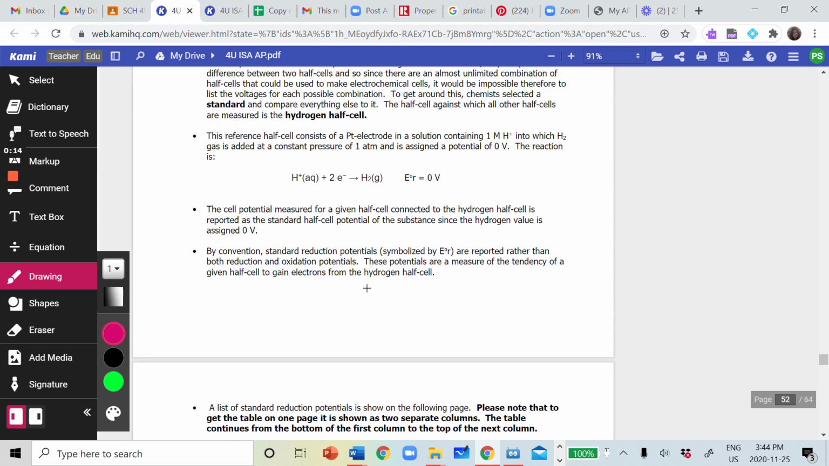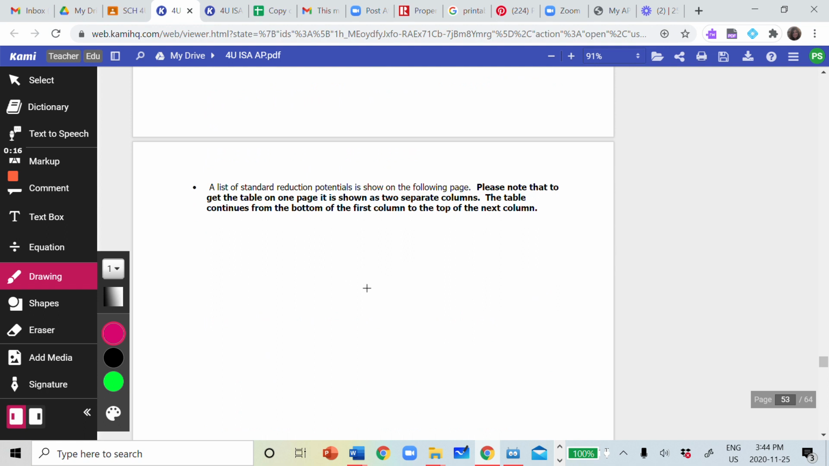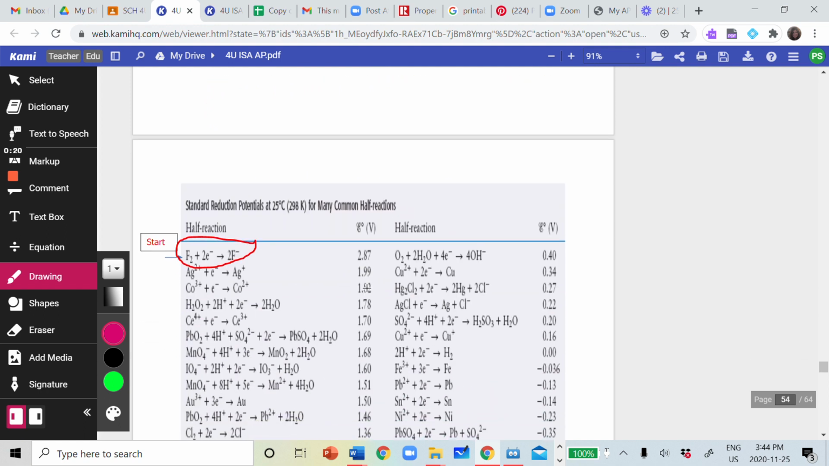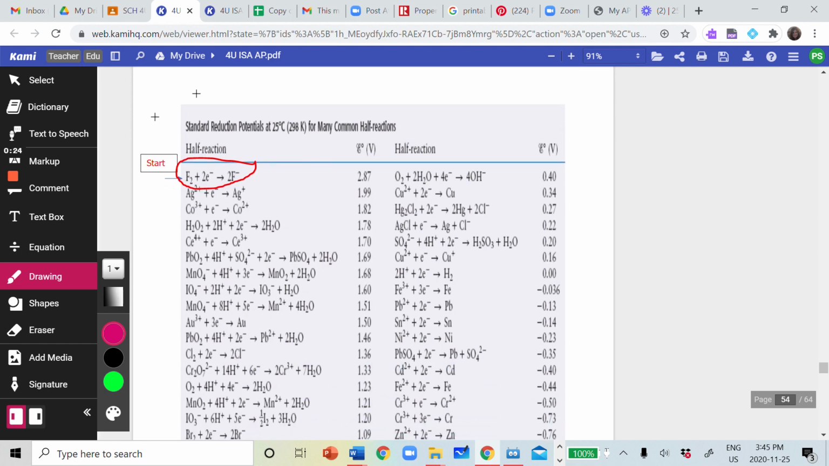Please know that I'm not doing a video on every aspect of the ISA. It's your responsibility to make sure that you read all these sheets thoroughly, but I'm just highlighting some things that in the past students have had difficulty with. So just want to go over some things on this table.